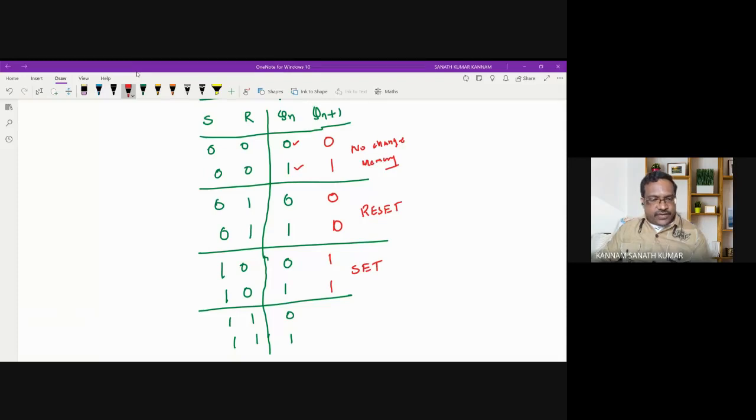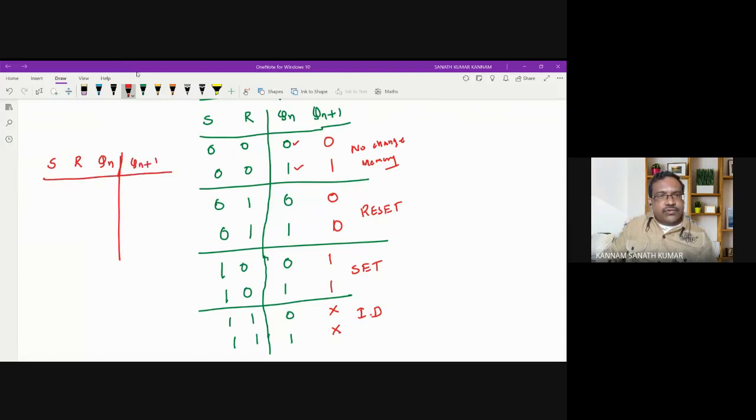And when S equal to 1 and R equal to 1, you can't determine this. These are nothing but the indeterminate state. Okay, so that means in short way you can write this: S, R, Qn and Qn plus 1.